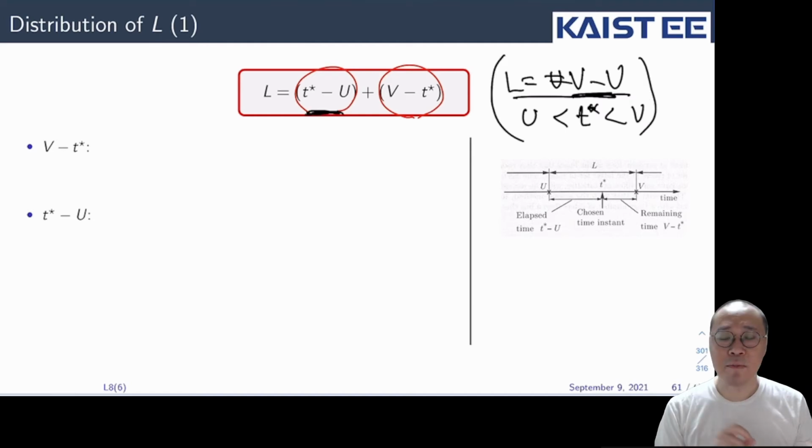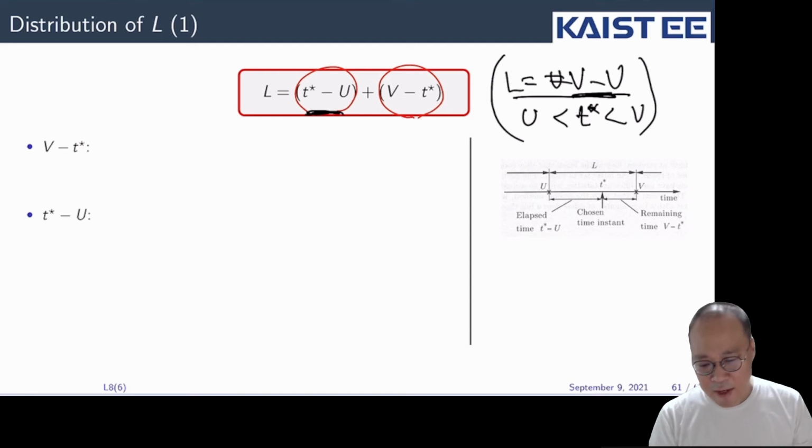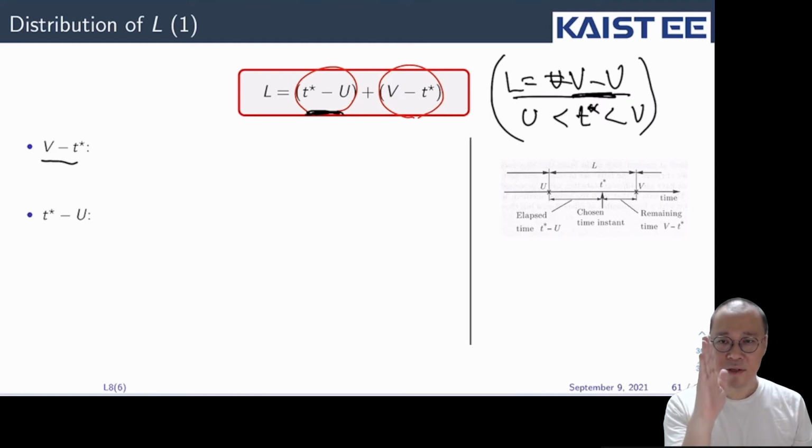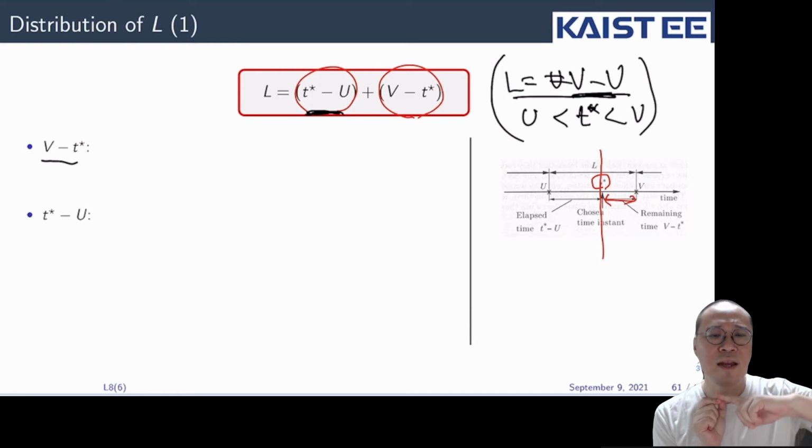All right. Going back to our story, again, L is divided into two intervals, T star minus U and V minus T star. Now, V minus T star. So what is this? If you think about it, there's a T star. And what is the length of this piece? This is from T star, the length up to the next arrival.